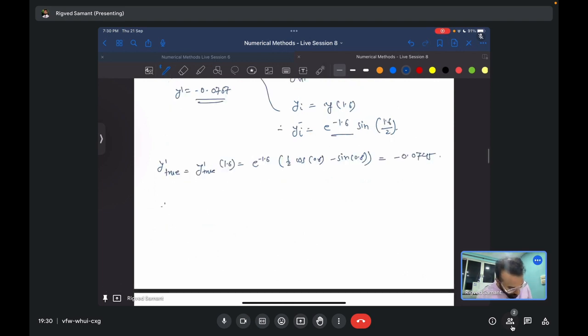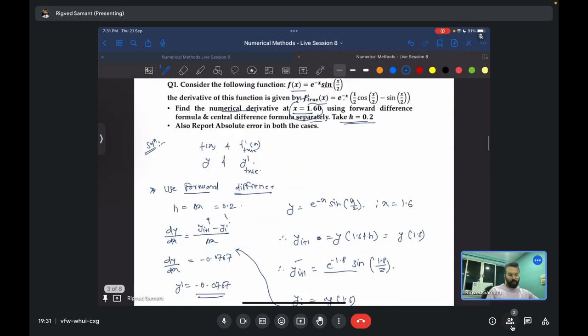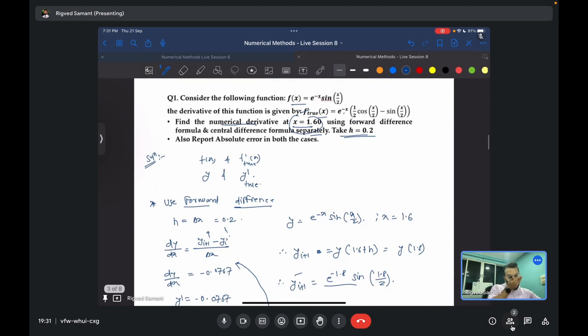So therefore absolute error is equal to 0.0745 plus 0.0767, hmm, this is nothing but 0.0022. This is using the first question, finding the numerical derivative using the forward difference formula.